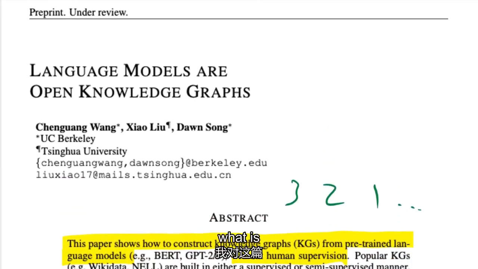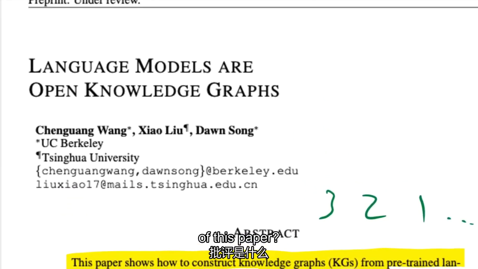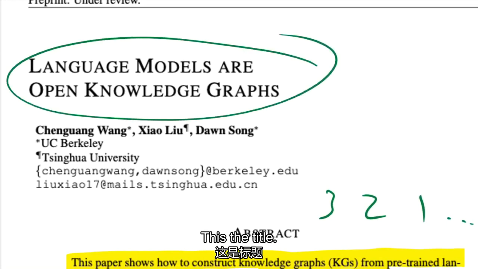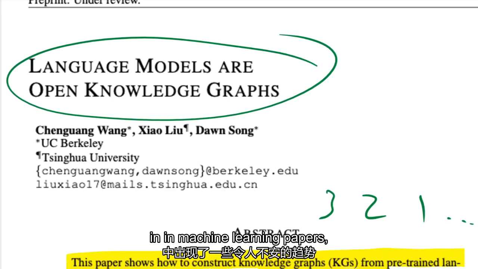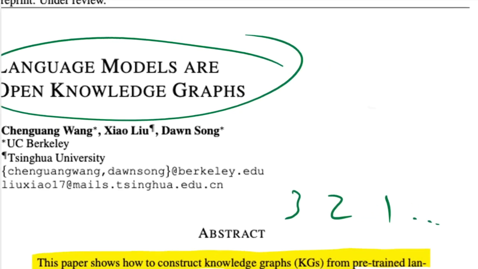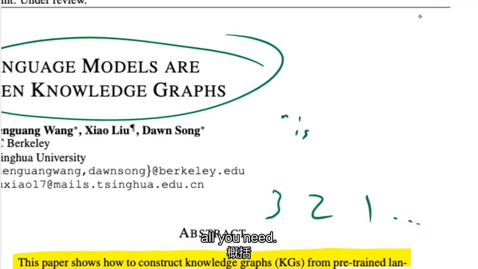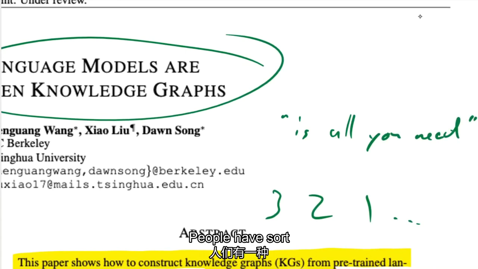So first of all, what is my first criticism of this paper? The title. There are some disturbing trends in the last few years in machine learning papers, and the disturbing trends can be maybe encapsulated with the phrase "is all you need." So people have sort of, since "Attention Is All You Need," since this paper, people have discovered that if they just append this to whatever their paper is about, then the paper will get much more notoriety.